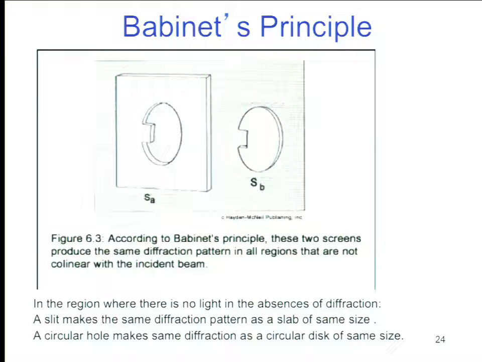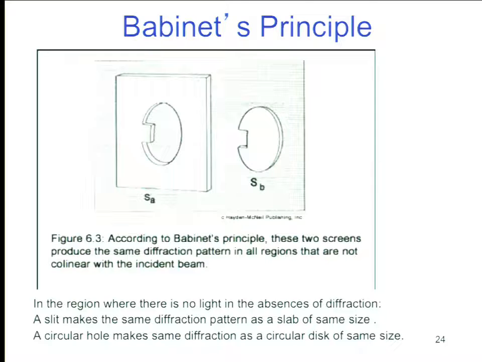So this is an opaque wire. Now, the thing that you have to know is that the diffraction pattern of the wire is the same as the diffraction pattern of a slit. This is not immediately obvious. So if you have a slit of the same dimension, let's say the wire has width A, a slit of dimension A produces the same diffraction pattern.